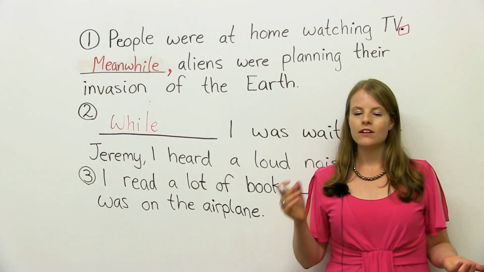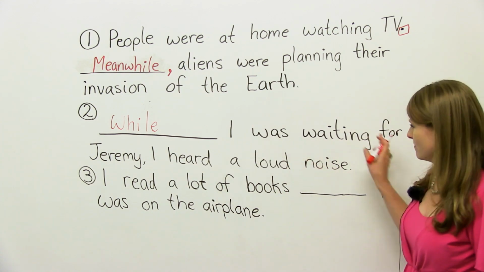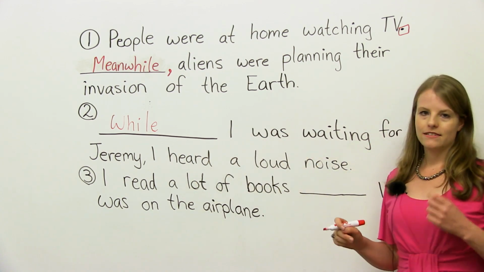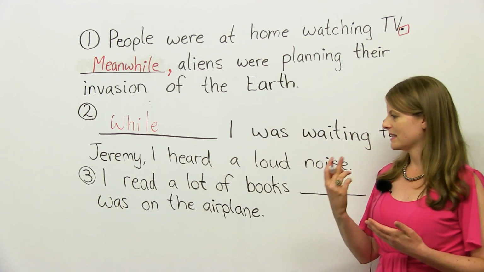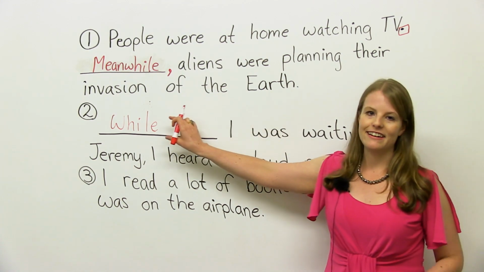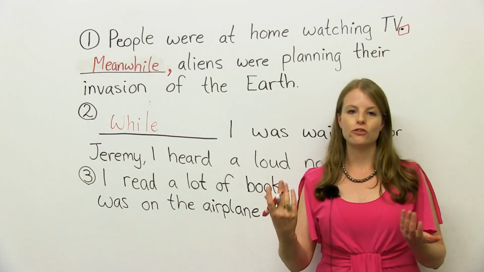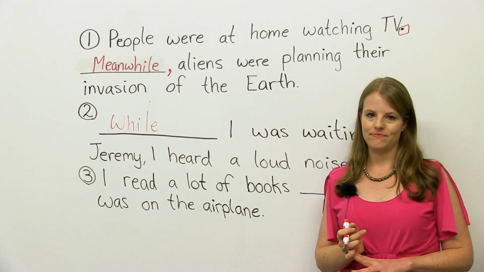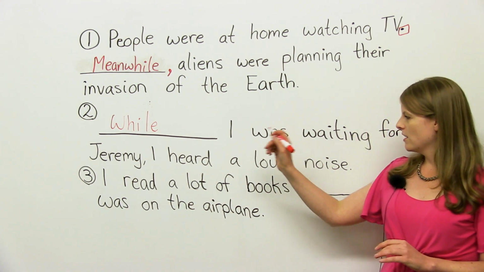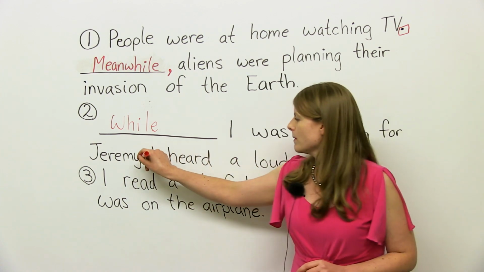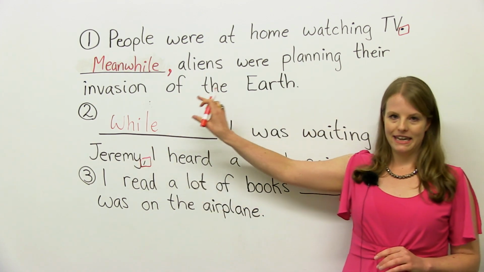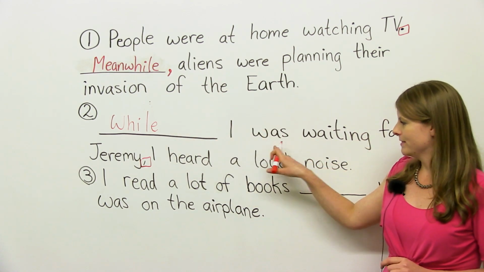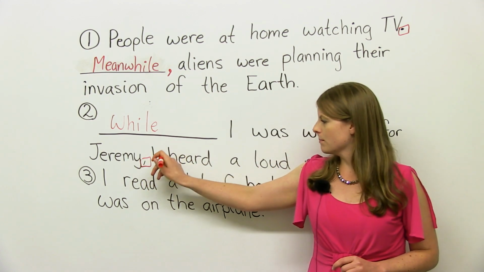Why is it while? Meanwhile? Okay, well, first of all, how many sentences do you see? There's only one sentence here. So that's point one, why we use while. Secondly, meanwhile is never at the beginning. It's between two sentences. In this case, while can be at the beginning. Okay, one other thing I want to point out here. While I was waiting for Jeremy, comma. If while is at the beginning of the sentence, after you do while, subject, verb, object, comma before the next part.